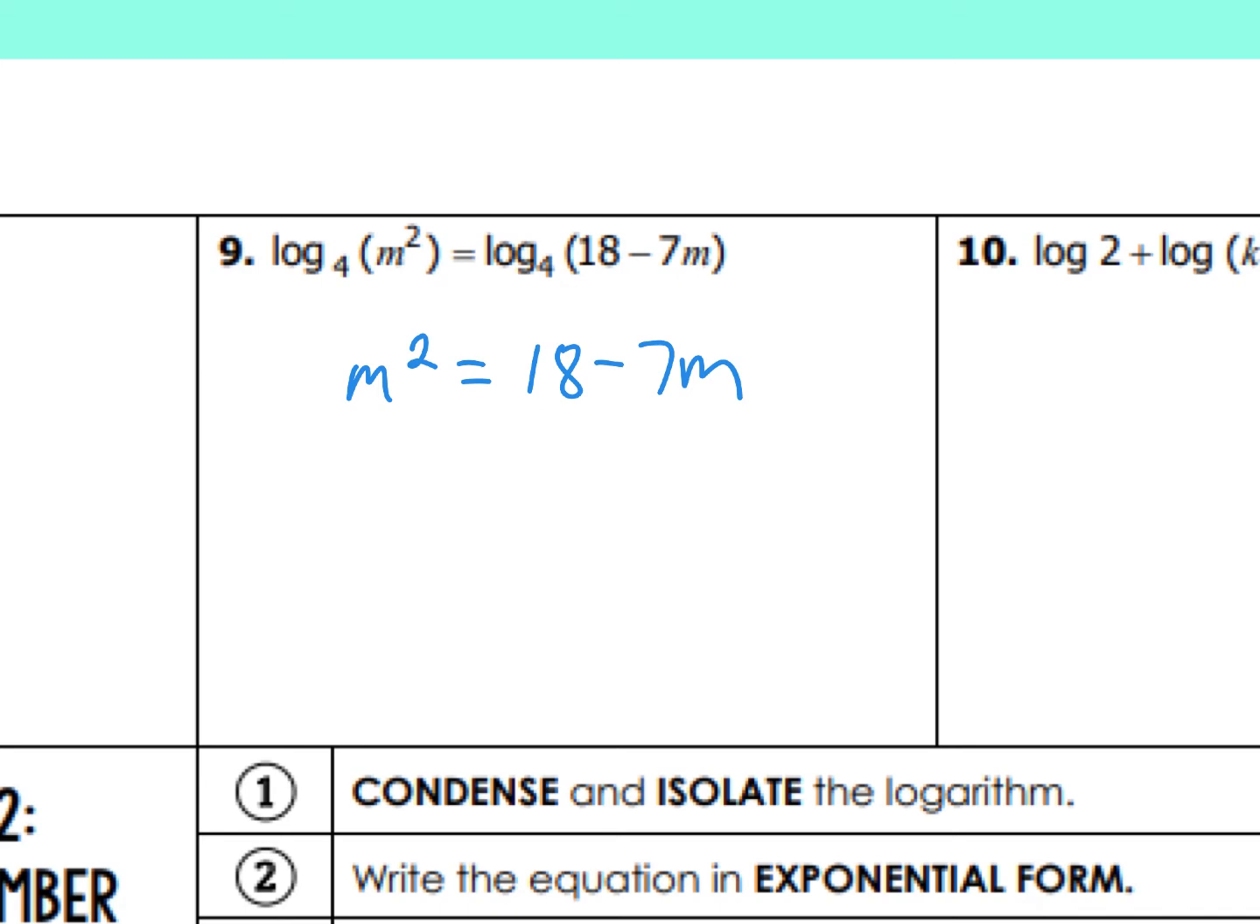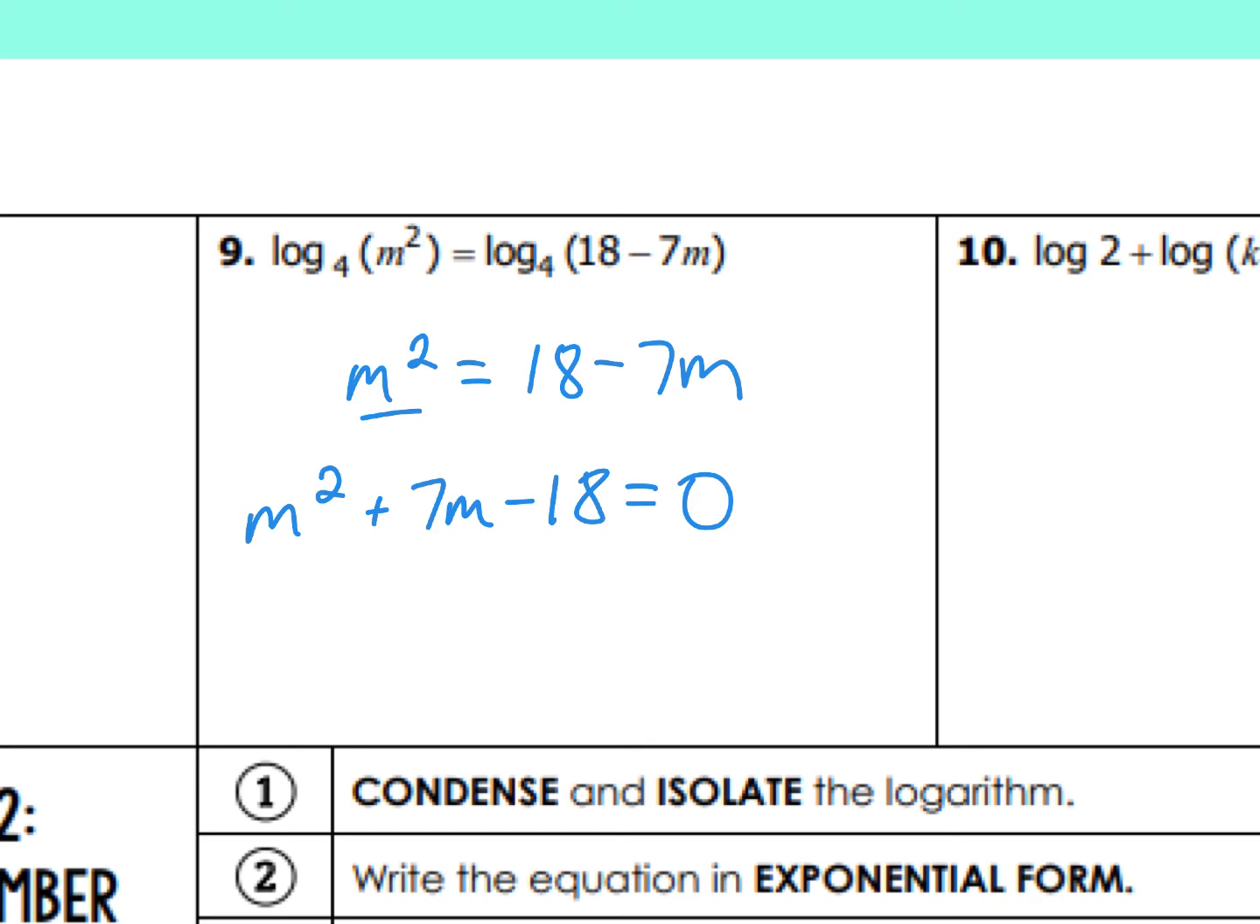Yep, everything's got to go to the same side. So I would keep this m squared on the left and I'd move everything over just so that stays positive. So I'd add the 7m and then subtract the 18. But you could move the m squared over. You just have negative m squared minus 7m plus 18, which is the same thing. Okay.